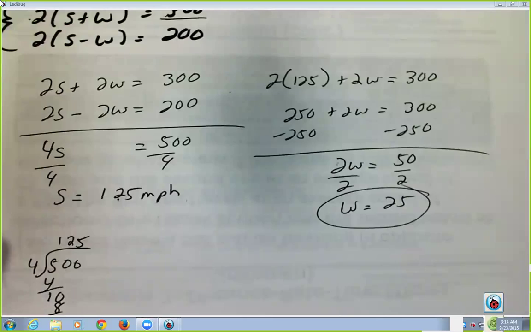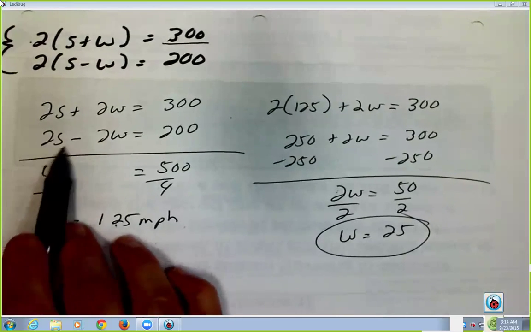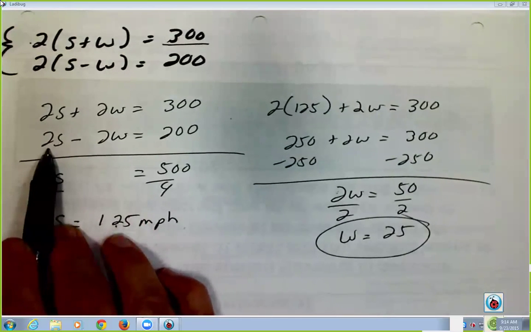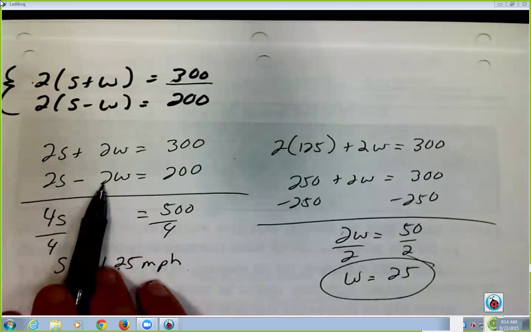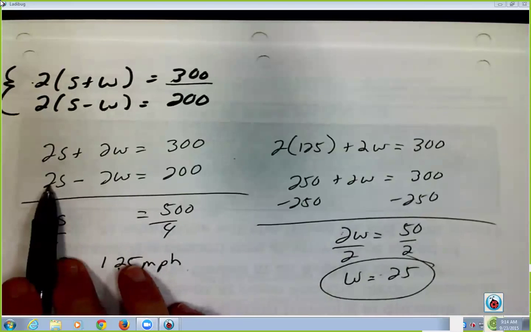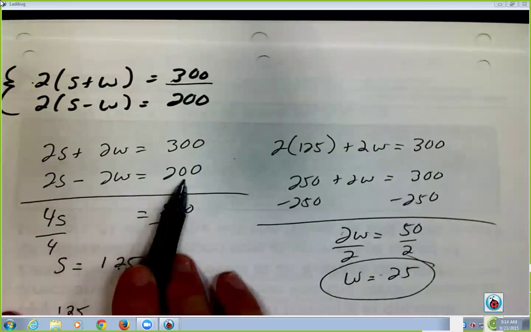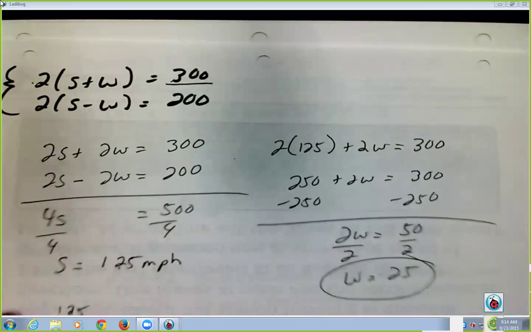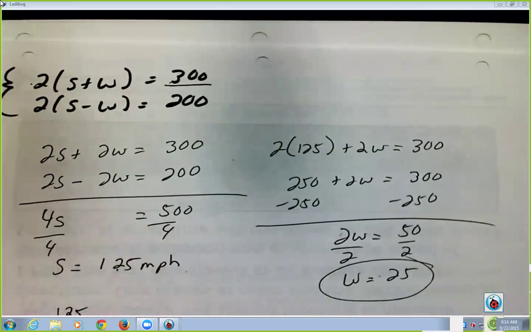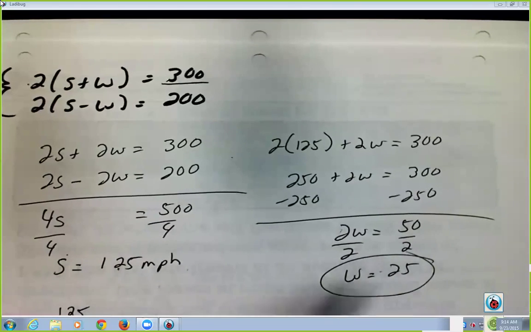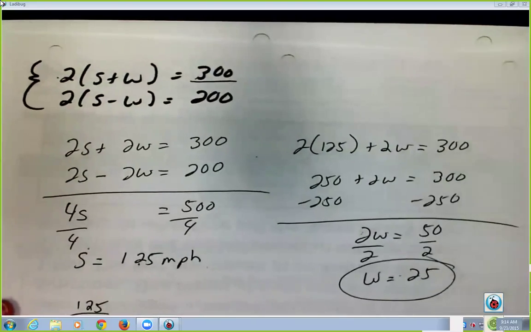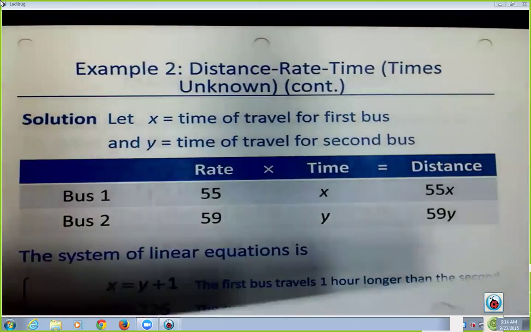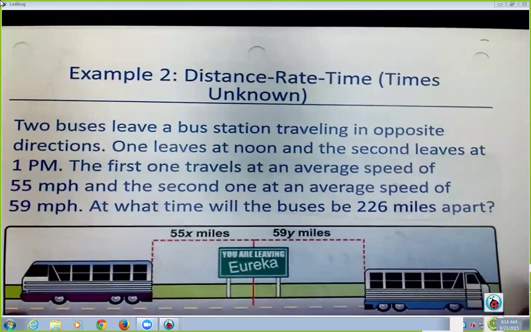To check it, plug it back in here. 2 times 125 is 250, minus 2 times 25, which is 50. 250 minus 50 gives me 200. So I know I did my problem correctly. Okay, so my speeds end up matching out. The other thing you want to make sure of when you do these is that your answer sounds reasonable, because sometimes they don't end up sounding reasonable.